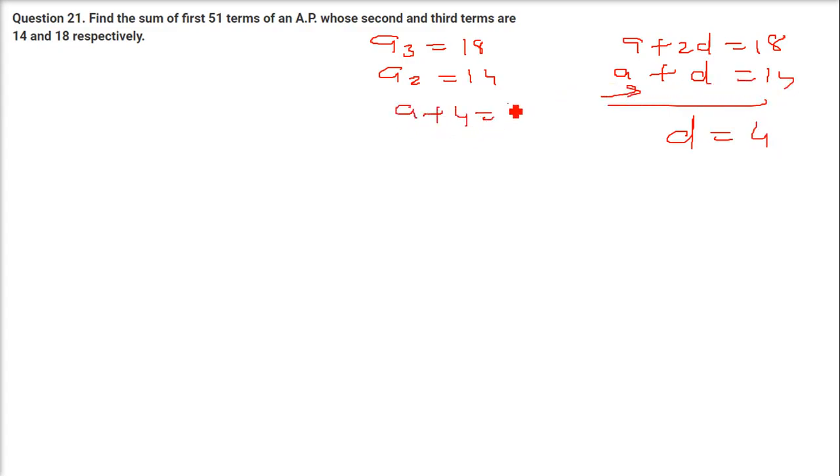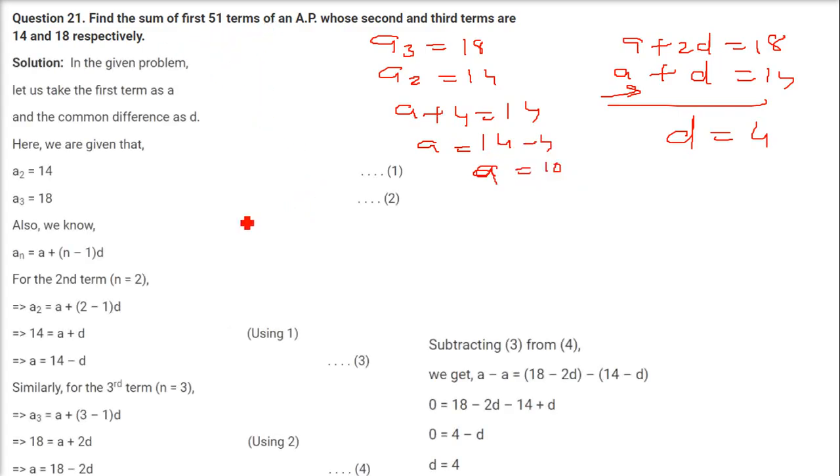Now put this in the second equation. A plus 4 equal to 14. So A will be equal to 14 minus 4. A is going to be 10. So A is known, 10 is known. Now what is the sum of first 51 terms?